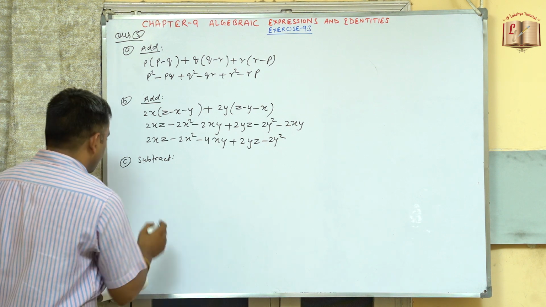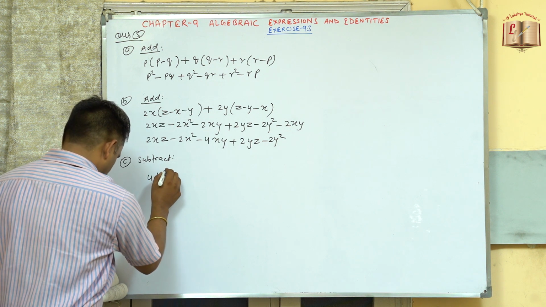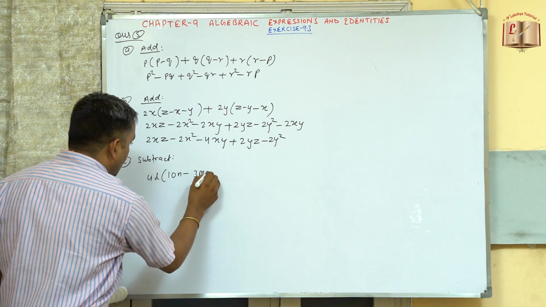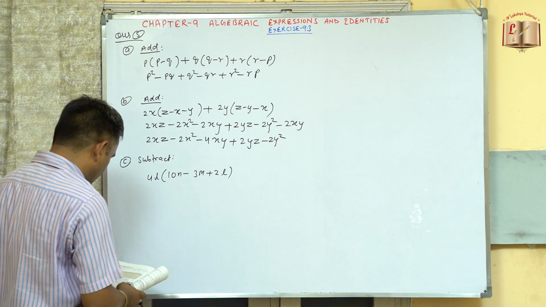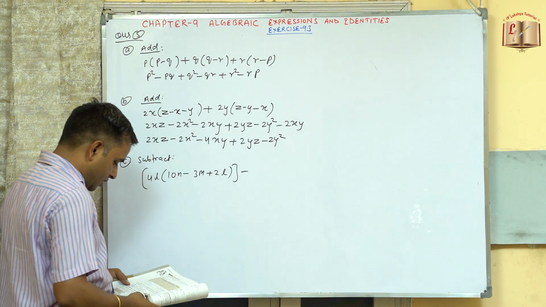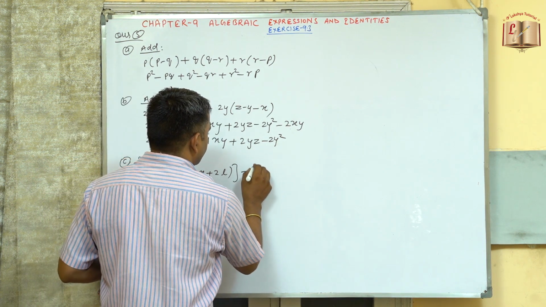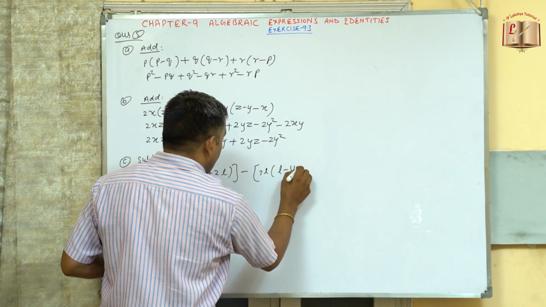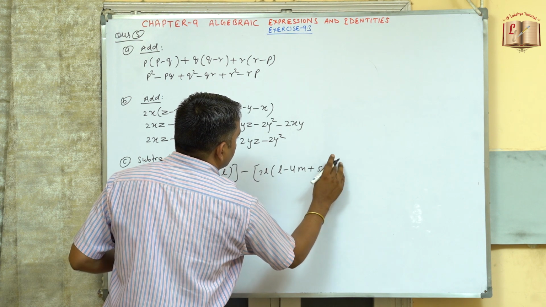So subtraction. This is now 4l times 10n minus 3m plus 2l. From this we need to subtract, so we will take this in the square bracket, it will be easier for us. And the next expression is 3l times l minus 4m plus 5n.